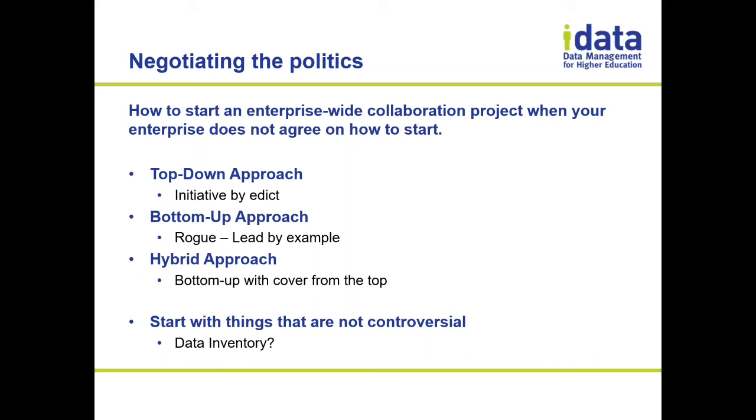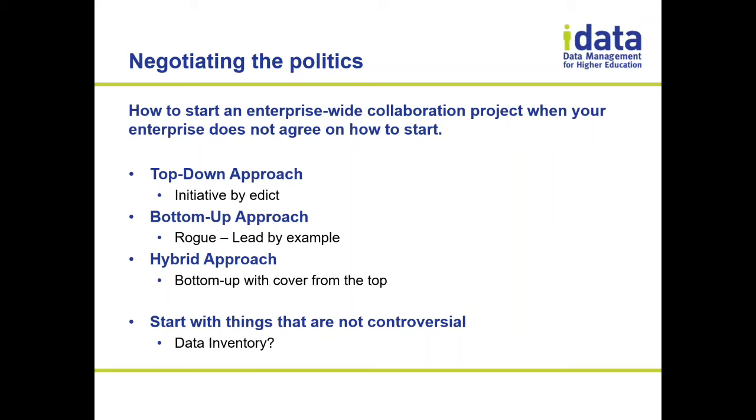But doing things on your own without approval can also create political problems or things that maybe are incompatible with what other people do. So how do you do this? There's really sort of three main approaches. You can look at a top-down approach, where this is an initiative by edict. This is where your enterprise-wide decision is made at the top level, and that can be very valuable if you've got that kind of buy-in and influence to start. But that may not be where you are in your organization, right?